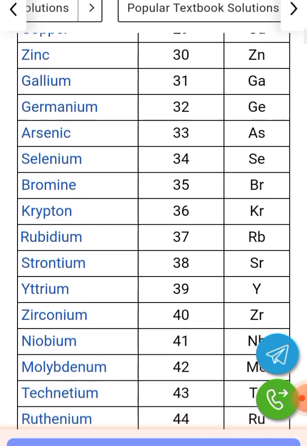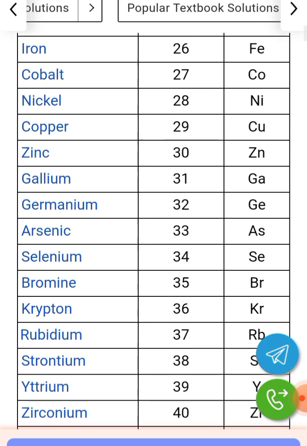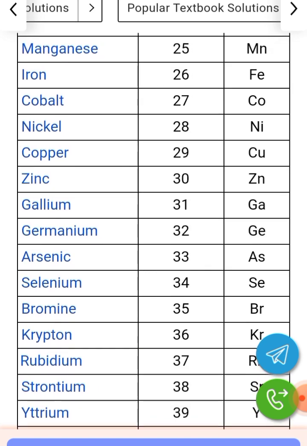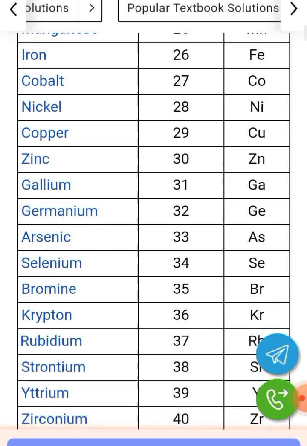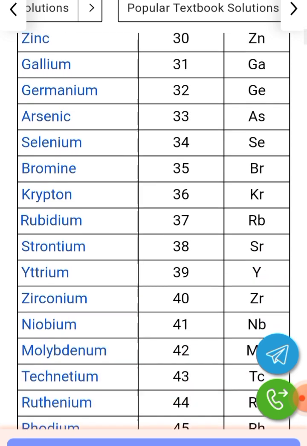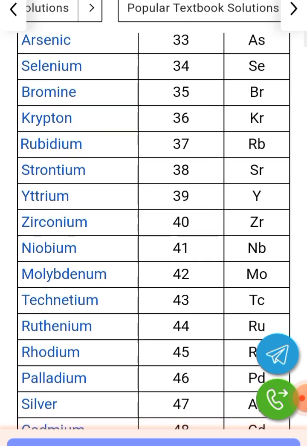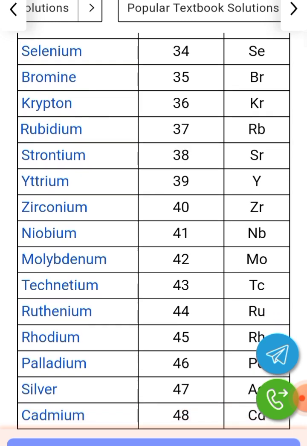Then we have zinc. Then also check the symbol for iron. Iron is not Ir, it's Fe. That is the symbol for iron. Take note of that, it's very, very important. We have gallium, germanium, arsenic, then selenium, bromine, krypton, rubidium.